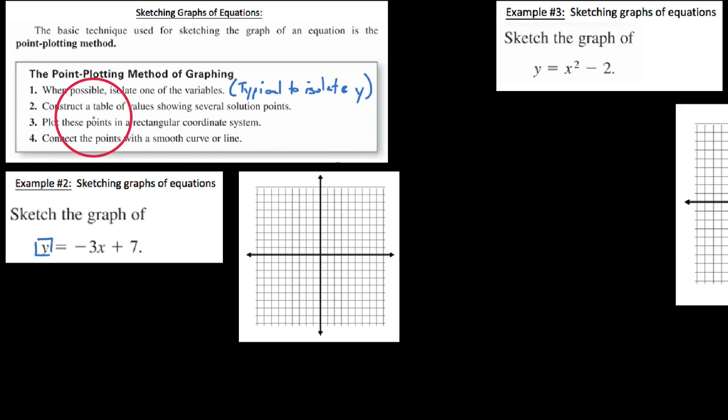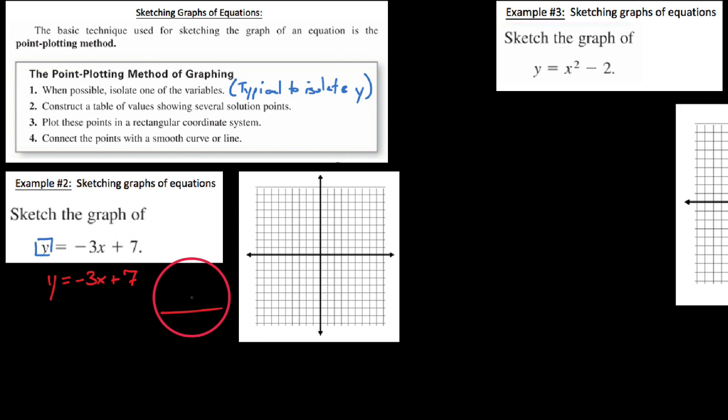But what we're going to do is construct a table of values. We tend to call these a t-chart, listing several solution points, and then we'll plot these points and connect them with a smooth curve or a line. So looking at this first equation here, let's take a look at what I mean by plotting points and making a table.